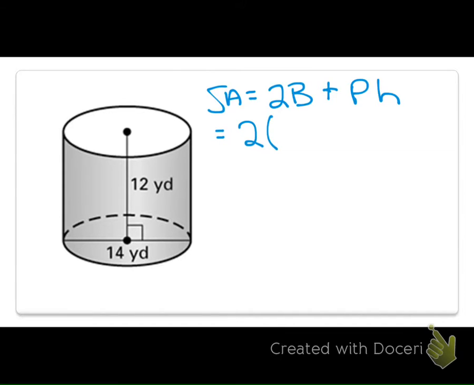The area of the base, my base is a circle in this case, so I have pi times radius squared, plus the perimeter. Now, remember with a circle, that's our circumference, so that's going to be pi times diameter times the height. So now I can start taking a look at this.